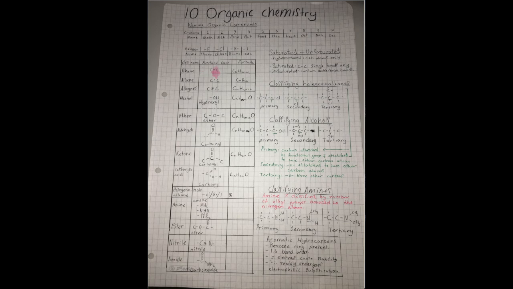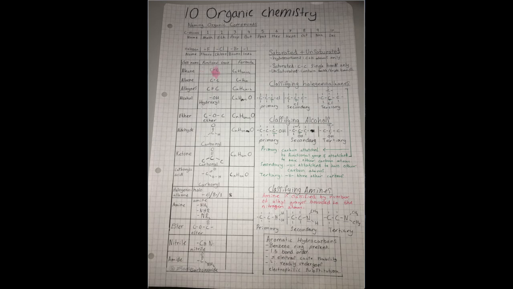Firstly, naming of organic compounds. The naming of organic compounds is as illustrated by the picture on the screen. For organic compounds with halogens, the naming can be a bit different. The naming for compounds with halogens is also on the screen.